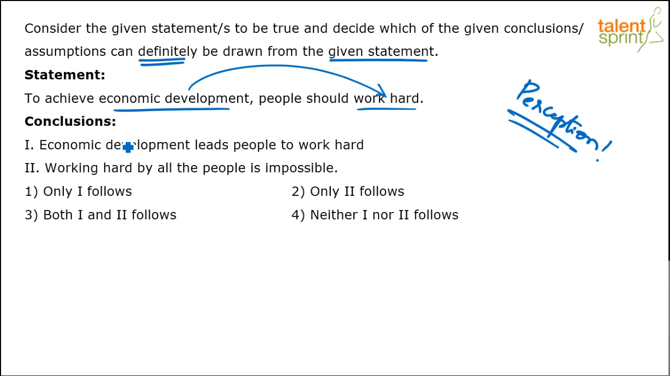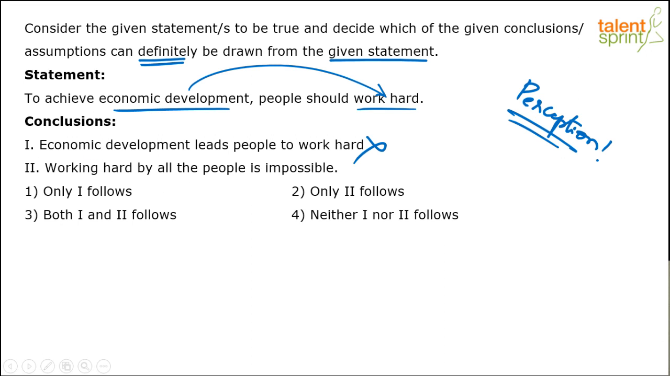It's not economic development that leads people to work hard. It's people working hard that leads to economic development. You understand? To achieve economic development, people should work. So what comes first? Will people working hard come first, or will economic development come first? People working hard comes first. Only if you work hard, then you achieve economic development. Here it says economic development will lead to people working hard. So if there's an economic development, then people will start working hard. No. It's not that, right? If people start working hard, then that will lead to economic development. So first one does not follow. You're getting it? Economic development leads people to work hard. It should be the other way. People working hard will lead to economic development.